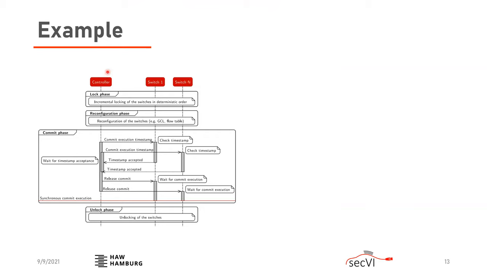For this, we have an example on the left side. It shows how a successful transaction will be processed. And the first phase, as already mentioned, is the lock phase. During the lock phase, we have to acquire the locks for each device we would like to modify within the network. And we have to contact them in a deterministic order. In our example, we use the MAC address for establishing a deterministic order.